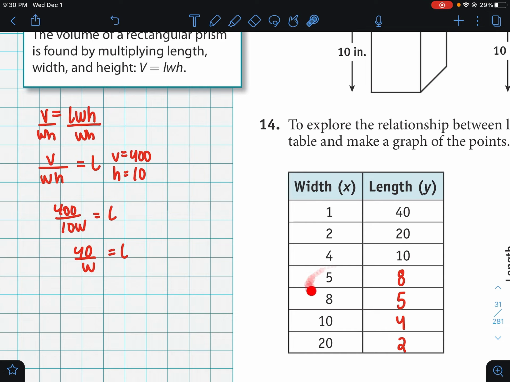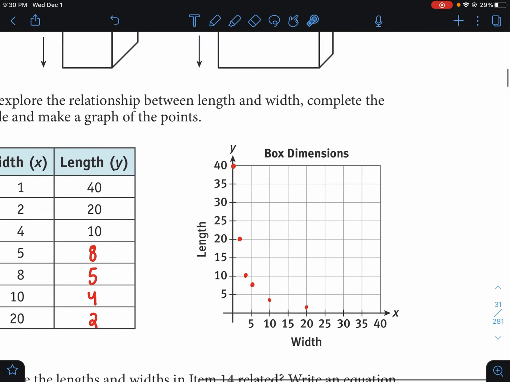Okay, so when you have a 5, it's an 8. An 8, it's a 5. A 10, it's a 4. And 20 is a 2. Okay, and again, all because we know these two constants there. Right, so our relationship between width and length have to multiply together to get us 40.